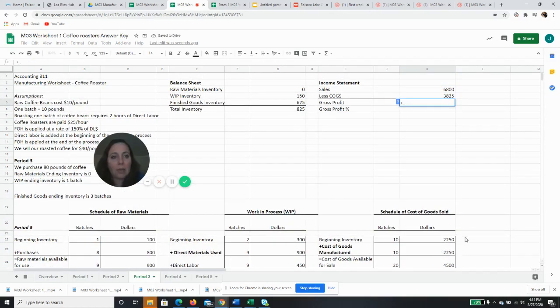So if I take my sales and subtract my cost of goods sold, I'm going to end up with a gross profit of $2,975. And if I divide my gross profit by my sales, I'm going to end up with a gross margin, a gross profit percentage, of 43.75, which is the exact number I was hoping for. So I feel really good about what I've done here.